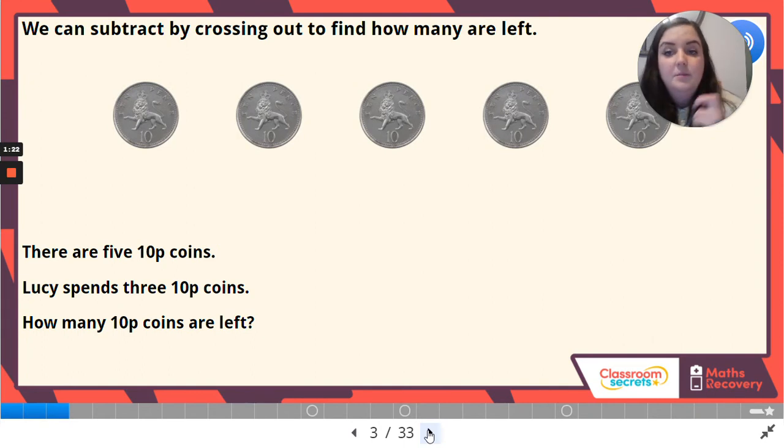We can subtract by crossing out, okay, to find how many are left. So here there are 5 10p's. Lucy spends 3 of these 10p coins. How many 10p coins are left? So if you think about crossing 3 off, how many are left? And after you've seen how many 10p coins are left, what is the amount?